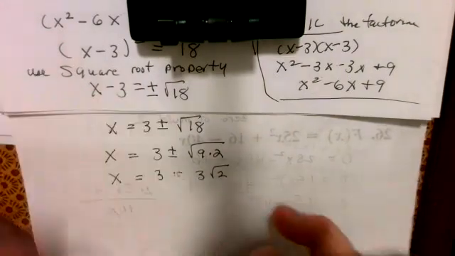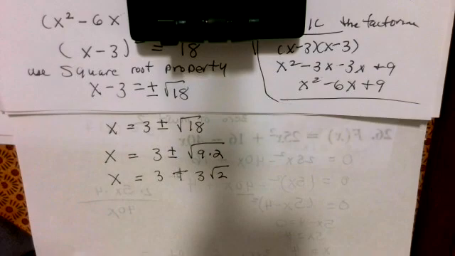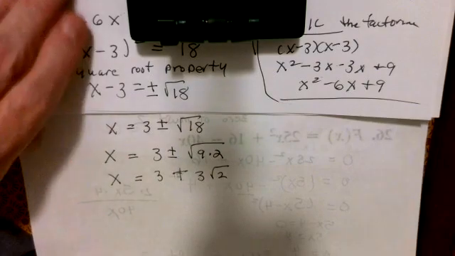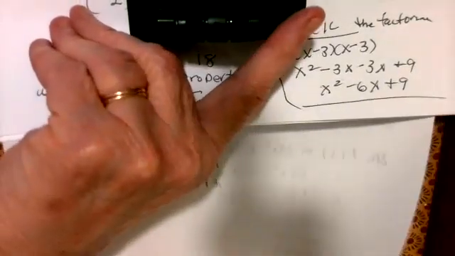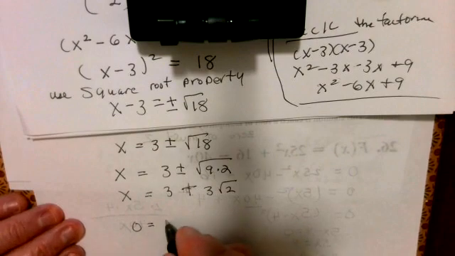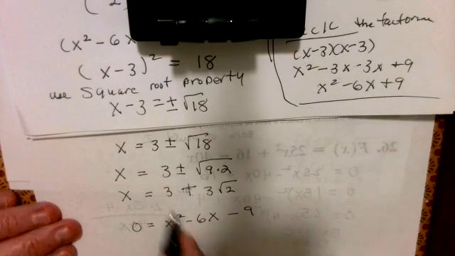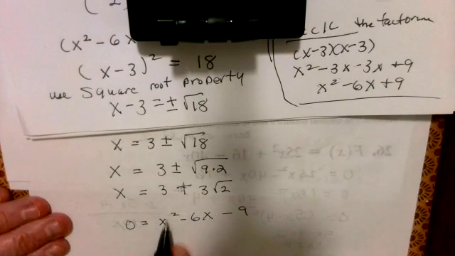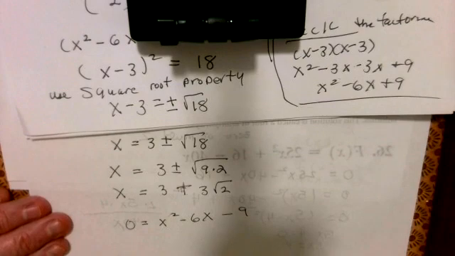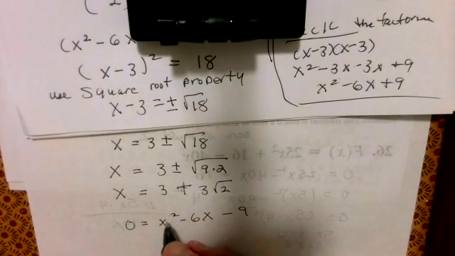Now, how do you check this? Well, I mean, you can check it on your calculator. If you go back to the original equation, it was 0 equals x squared minus 6x minus 9. You can actually, on your calculator, just put this in for x and see if it comes out. Just put this number in for x right there, and you can use your calculator and check it.